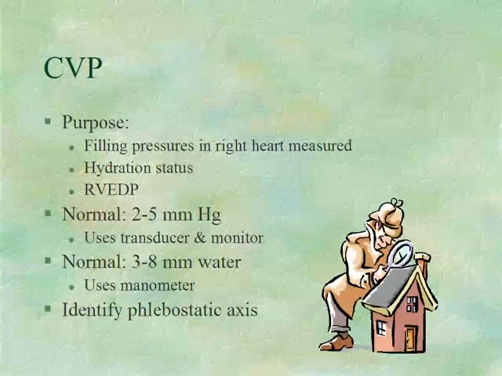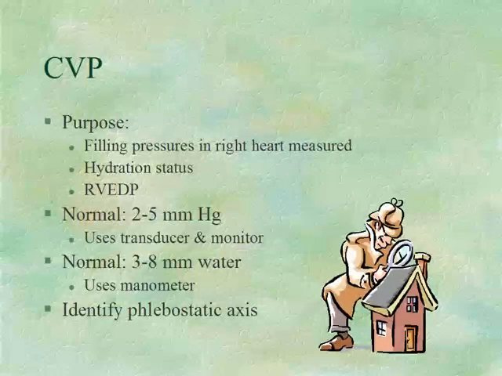That's when you're using a transducer and a monitor. If you're using a manometer and water, then that's 3 to 8. Again, you have to identify that phlebostatic axis, because if you're too high, this will be too low. And just as it would be for your Swan, you need to make sure you've got that at the phlebostatic axis, which is your mid-axillary line.